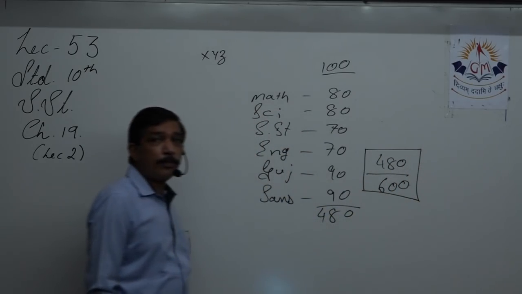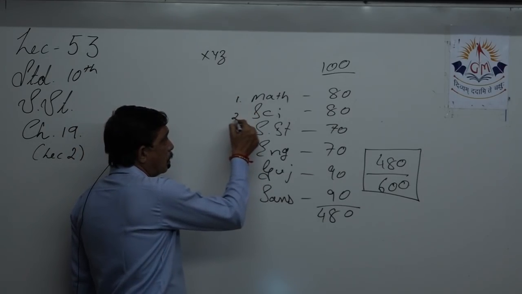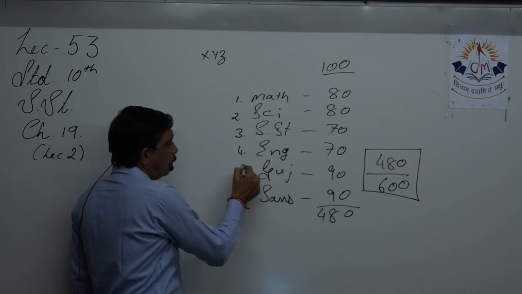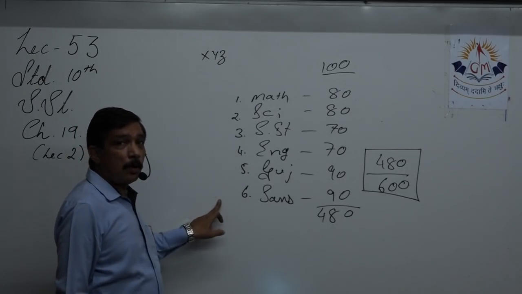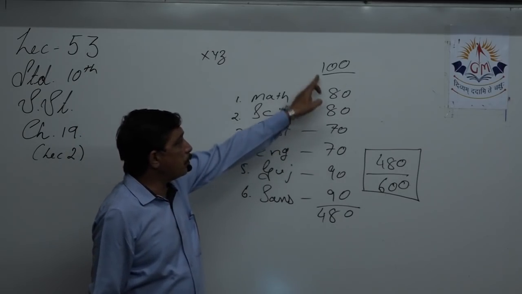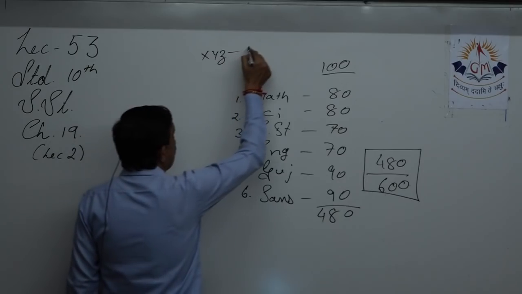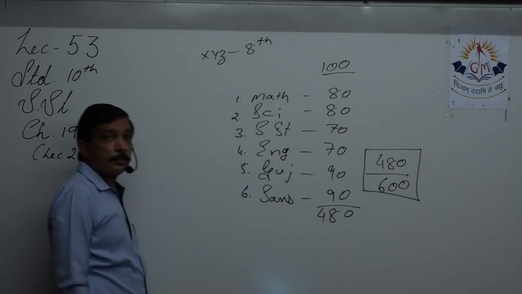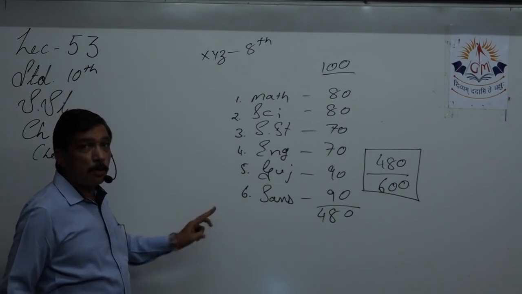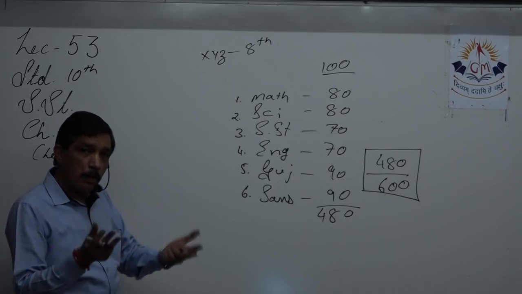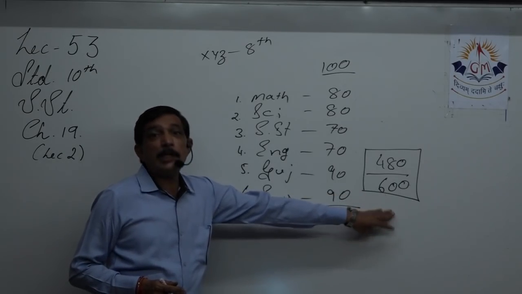So this is your index. Understand, these are the indicators. 1, 2, 3, 4, 5, 6. These are the indicators on which exams were taken, and out of 100 you scored this much. This is say for 8th standard. We cannot change this. Yes, you appeared in the exam, you have written the exam, and the mark sheet you have got. Based on this, then you are ranked.